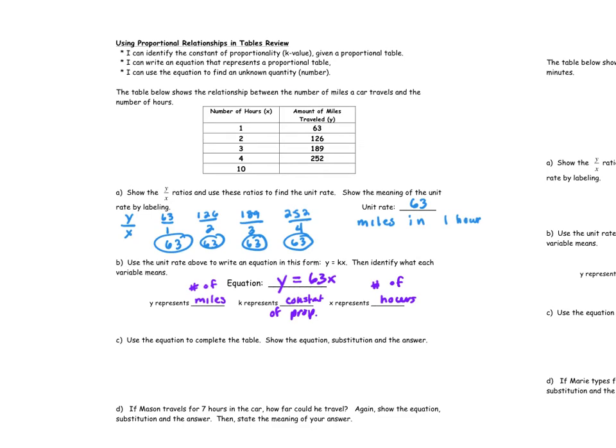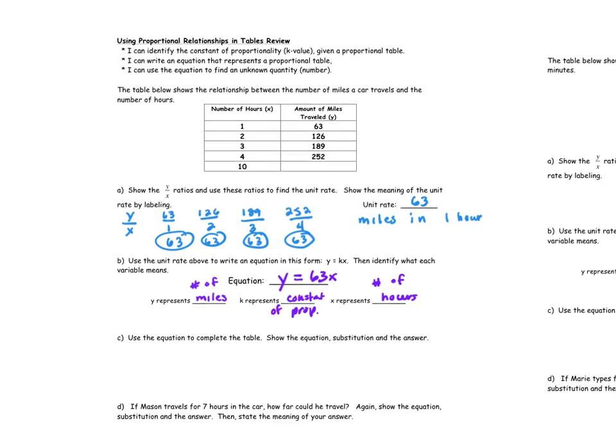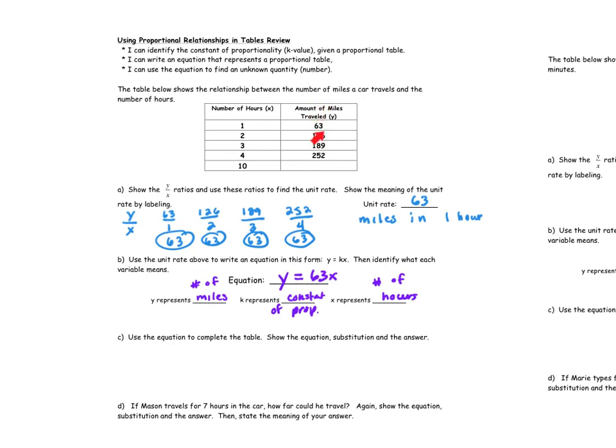And to show you where that information came from, it came from the table. So the y column shows us the amount of miles, the number of miles, that's where that came from. And the x column said the number of hours. So that's how we knew what this was about. So this equation, each one of these variables represents a specific thing. So we just accomplished this goal: I can write an equation that represents a proportional table. This equation represents this table.